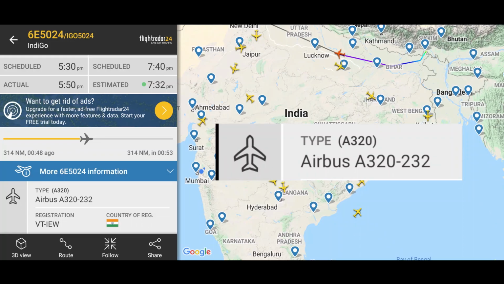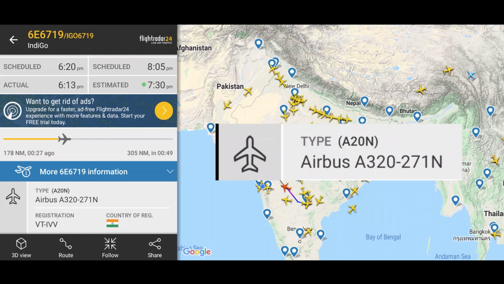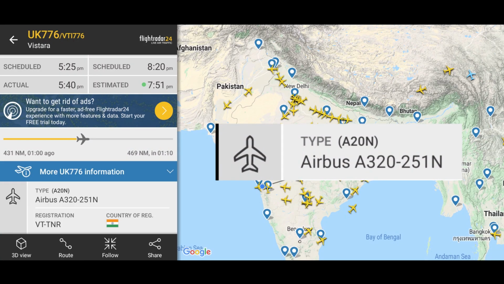If you have used Flight Radar, you have seen the name of aircraft is written like this: A320-232 or A320-271N or A320-251N. We all know A320 is aircraft name, but what is 251N? So today we will talk about how to identify aircraft engine, engine type, engine manufacturer without seeing aircraft.